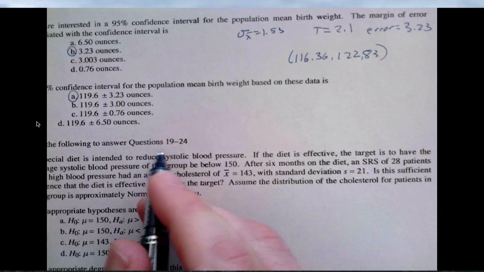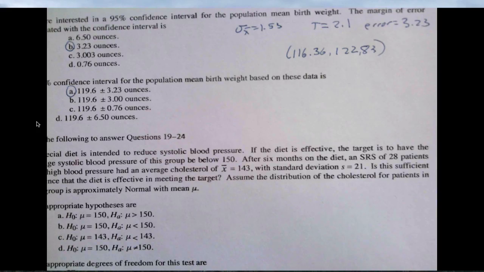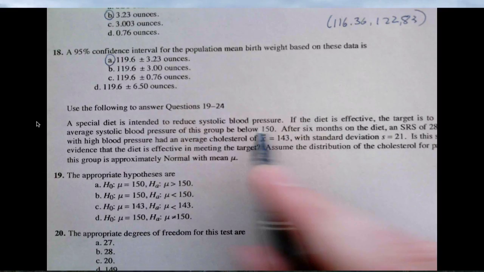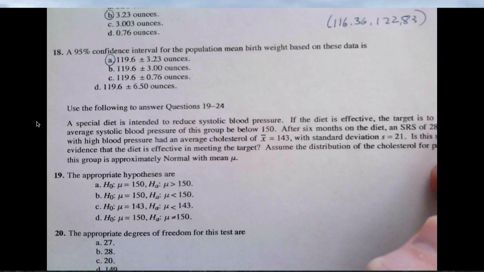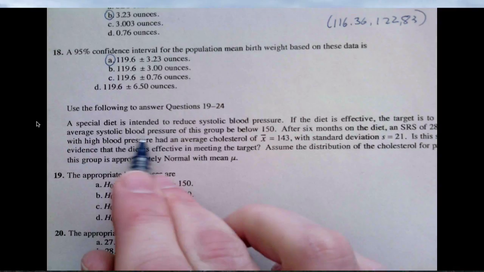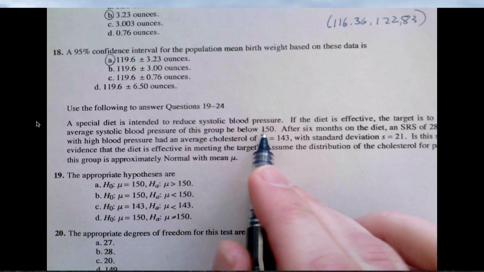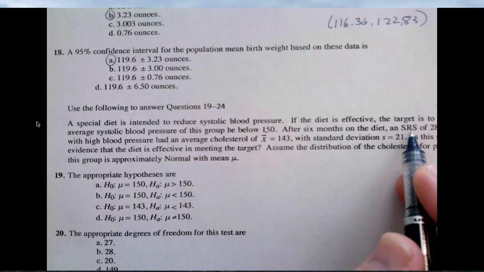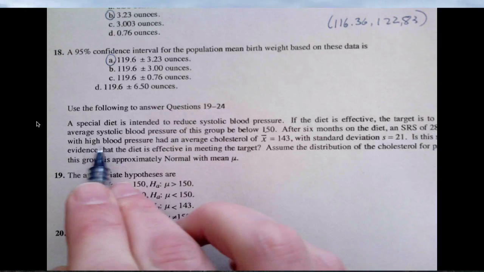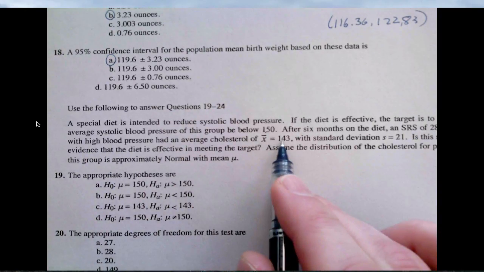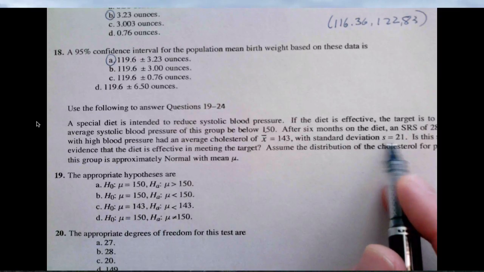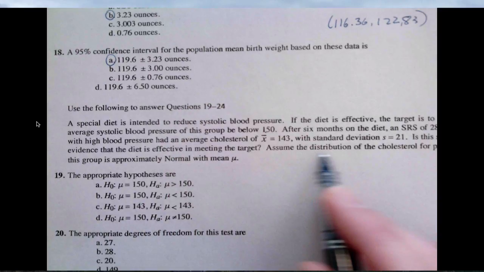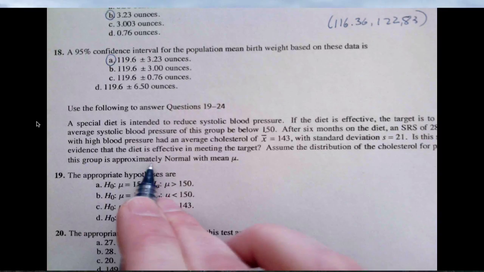Use the following to answer 19 to 24. So it's all of these plus 1. A special diet is intended to reduce blood pressure. If the diet is effective, the target is to have the average systolic blood pressure of this group below 150. So that's our goal, 150. After 6 months on the diet, an SRS of 28 patients with high blood pressure had an average of 143, with standard deviation S equals 21. Is this sufficient evidence that the diet is effective in meeting the target, assuming the distribution for patients in this group is approximately normal with mean mu?